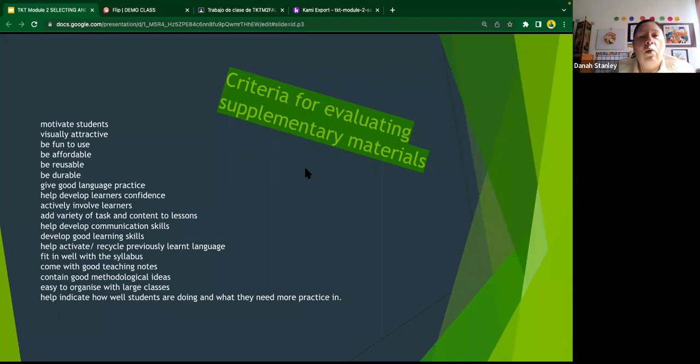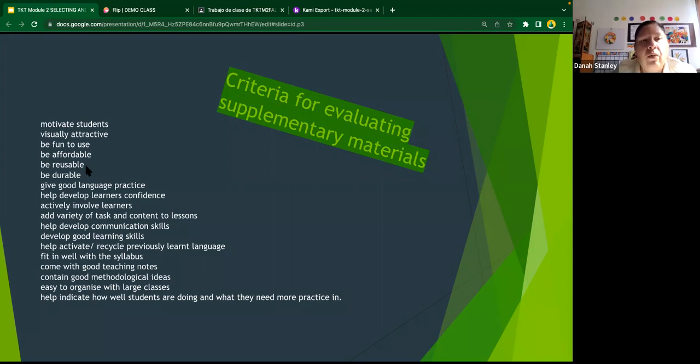How am I going to evaluate the supplementary material? The supplementary materials are the extra I'm going to give. If it motivates the students, if it is attractive, if it is fun, it's not the same old thing. If in my book it says a fill in the blanks and the photocopy I'm going to give is a fill in the blanks, then I wouldn't pay much attention to it.